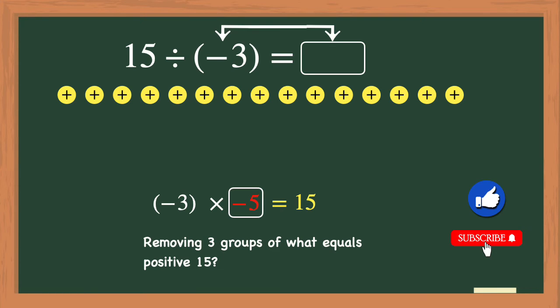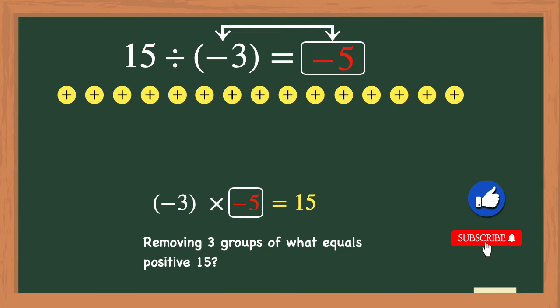Now let's go back to the division problem of positive 15 divided by negative 3. And our answer, or the quotient, is negative 5. Using counters for every division problem with integers would be exhausting. Fortunately, there is a very simple, easy rule that you can follow instead.